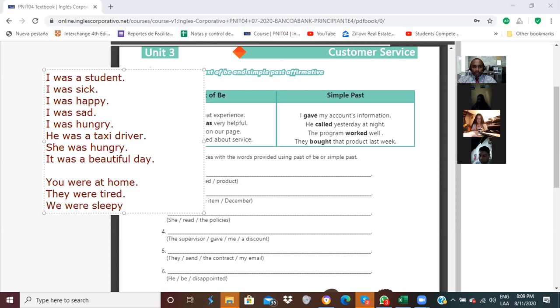Repeat after me. I was a student. I was sick. I was happy. I was sad. I was hungry. He was a taxi driver. It was a beautiful day. You were at home. They were tired. We were sleepy.